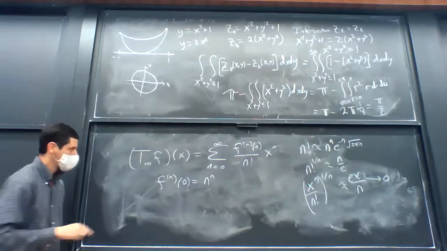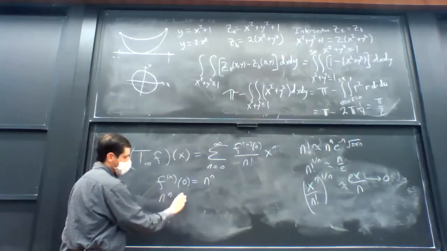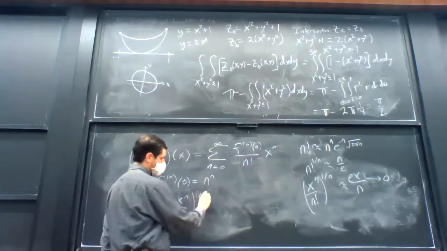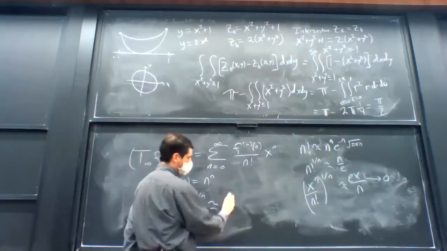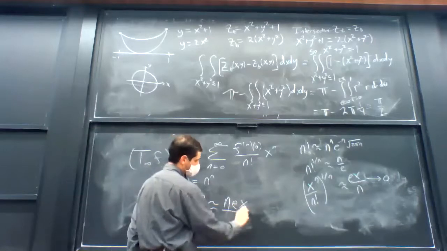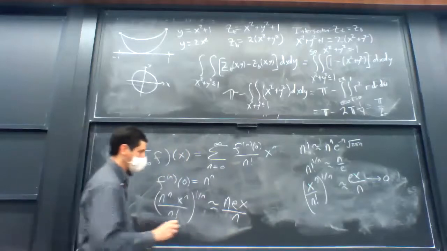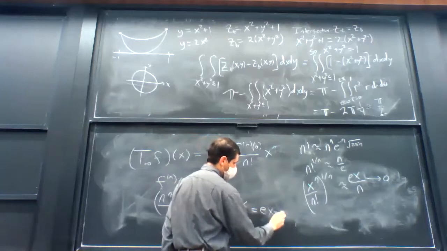If that was the case, then when we did the nth root, we would have n to the n, x to the n over n factorial, to the 1 over n. That would be approximately n e x over n, which is e x, which does.